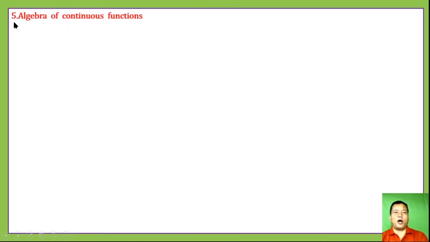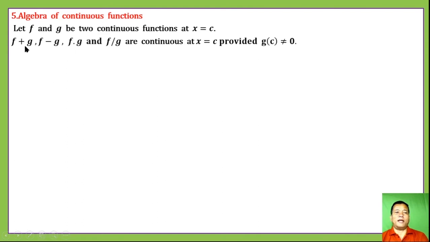5. Algebra of continuous functions. Let f and g be two continuous functions at x equal to c. f plus g, f minus g, f into g, and f by g are continuous at x equal to c, provided g of c does not equal to 0.